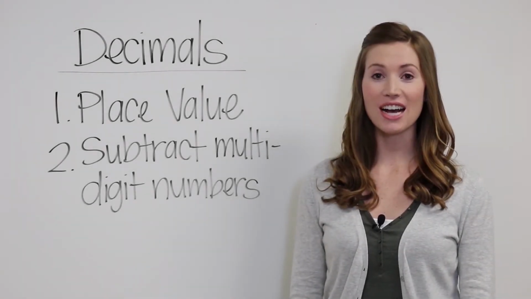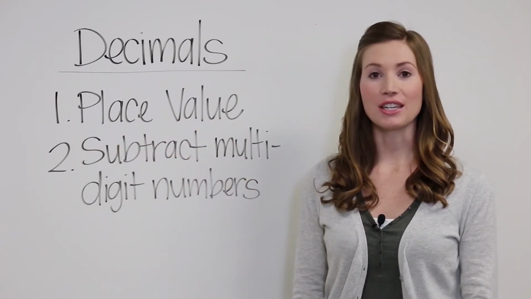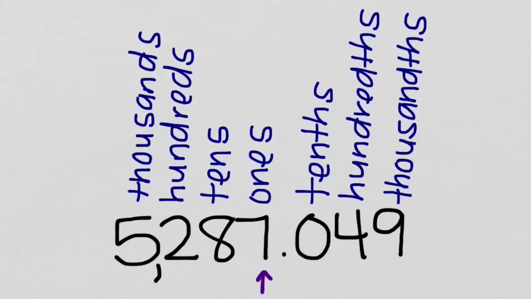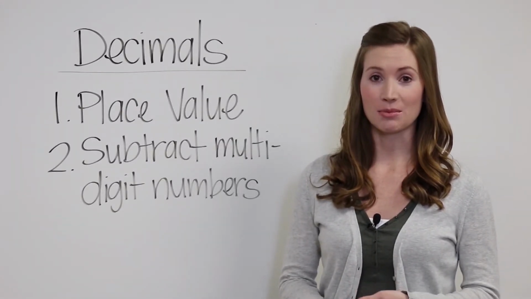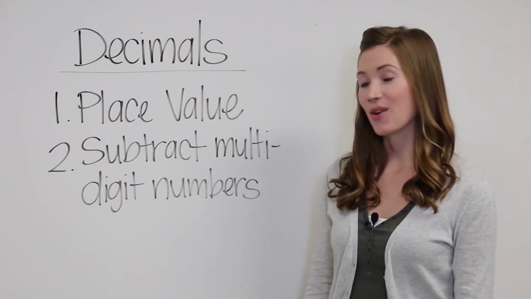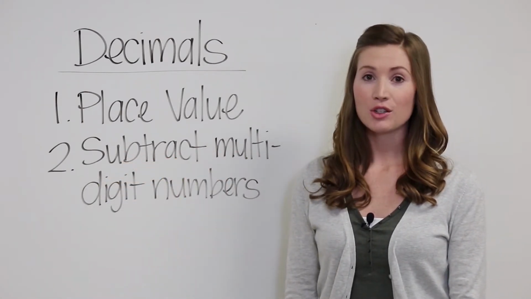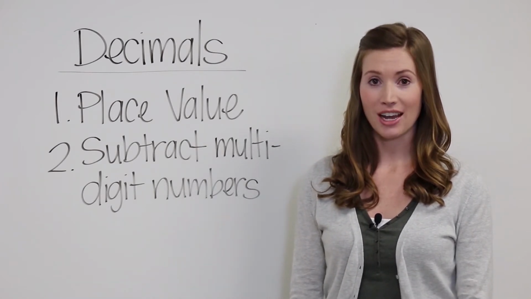Before watching this video, there are a couple things you need to know. First, place value. Not only do you need to be familiar with place value to the left of the decimal point: ones, tens, hundreds, thousands, but you also need to know the place value to the right of the decimal point: tenths, hundredths, thousandths. You also need to know how to subtract multi-digit numbers. For example, you should be able to do the problem 75 minus 23.